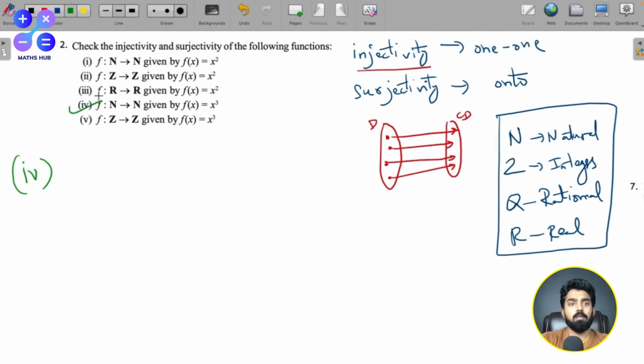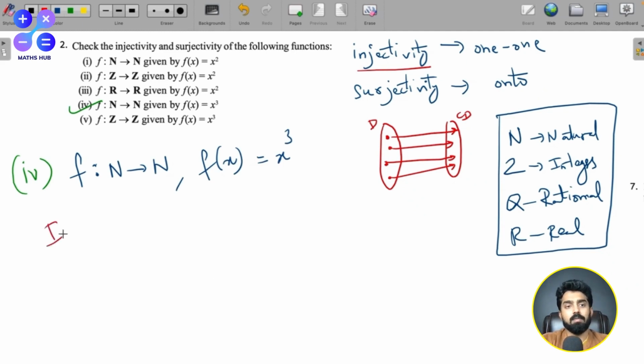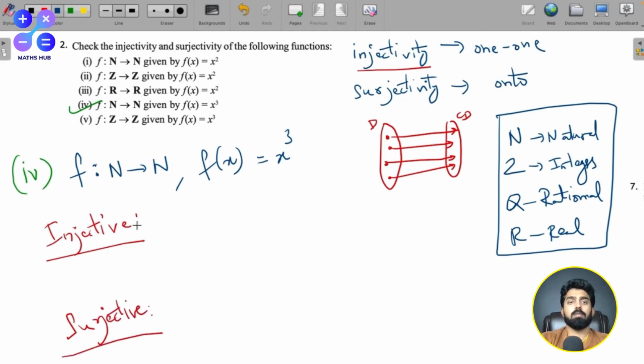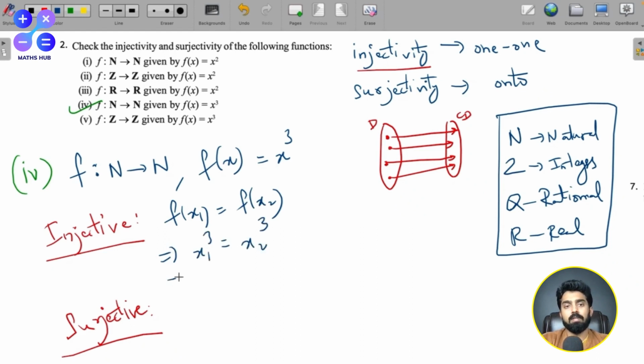Let's go to the next question. So here we have a function defined from the set of natural numbers to natural numbers, given by f of x is x cubed. So is this injective? Is this surjective? Right. So for f of x1 equals f of x2, which gives you x1 cube equals x2 cube. Does that mean x1 equals x2? Yeah, it does mean.